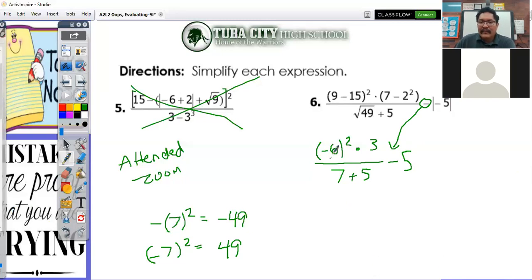So let's go ahead and keep going with this. Negative 6 squared. So that's negative 6 times negative 6. Negative times negative is positive. 6 times 6 is 36. And let's go ahead and work on our bottom part here. 7 plus 5 is 12.